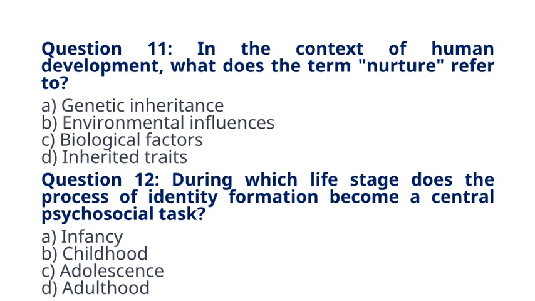Question 12. During which life stage does the process of identity formation become a central psychosocial task? A. Infancy. B. Childhood. C. Adolescence. D. Adulthood. The correct answer to question 12 is option C. Adolescence. Explanation: adolescence is marked by the psychosocial task of identity formation, according to Erikson's theory.